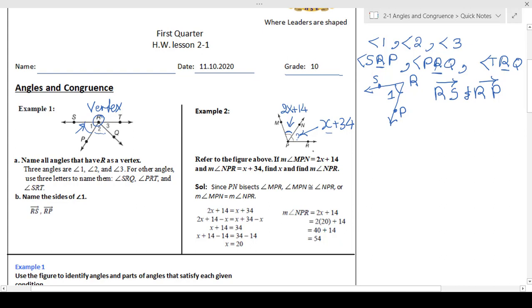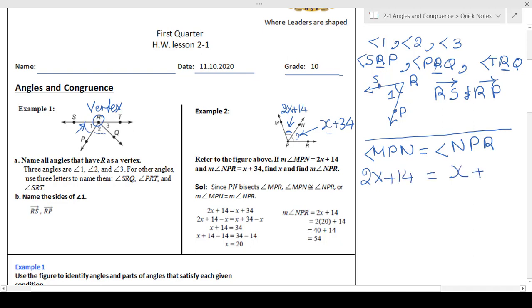Now, the information that we know here, PN bisects angle MPR. This is given, okay? So, since it bisects the angle, then angle MPN equals angle NPR. Then I put the value of each angle. I have the first one is 2x plus 14 equals x plus 34. Okay, and I solve this equation.